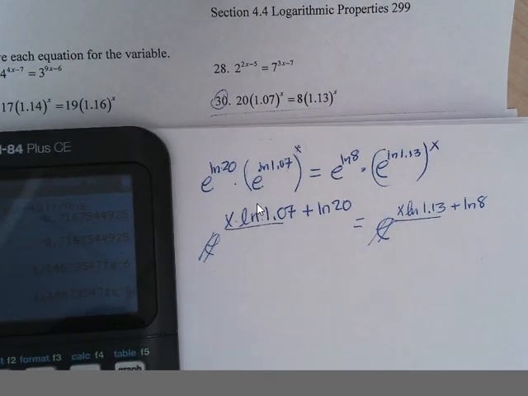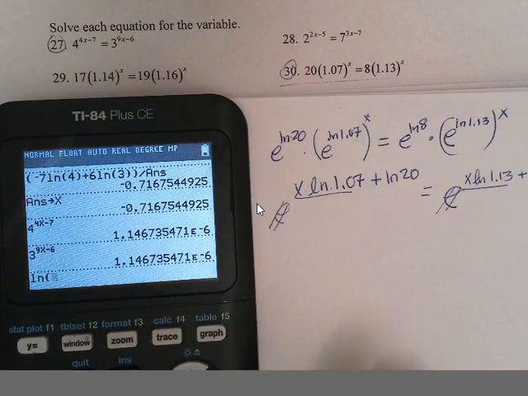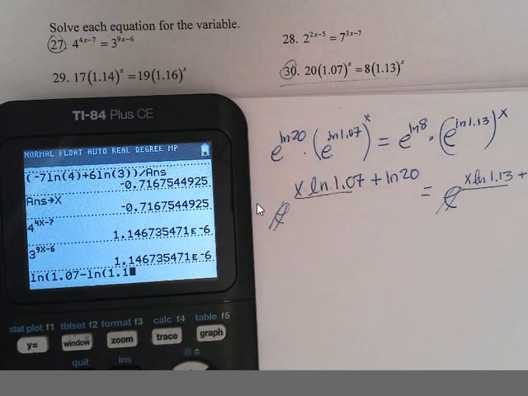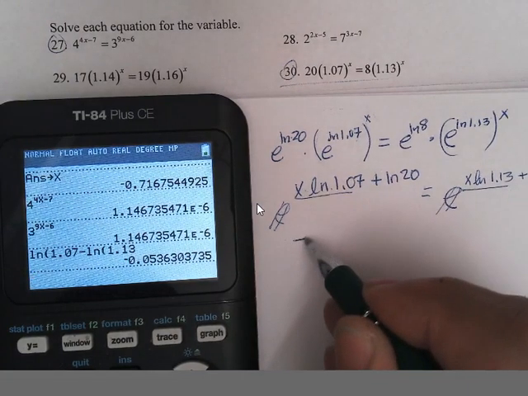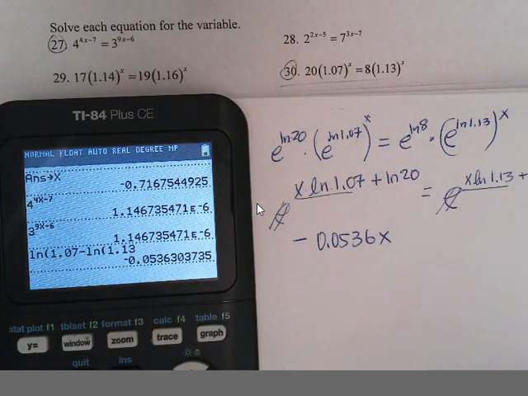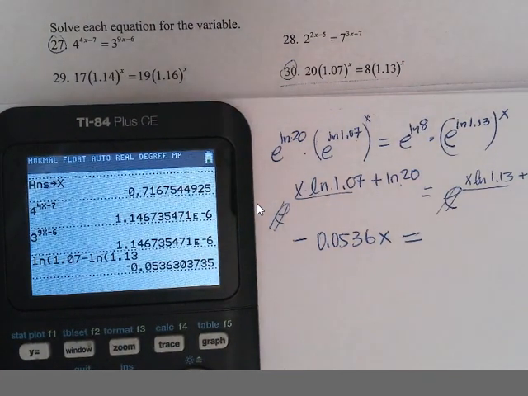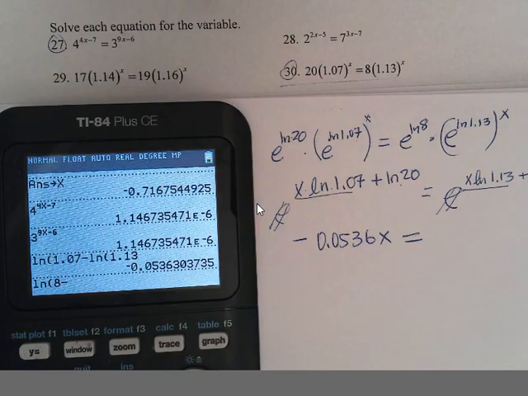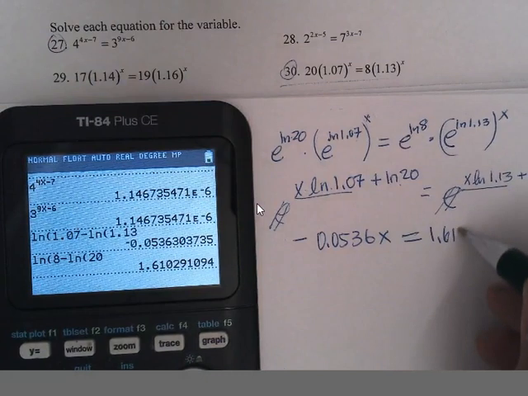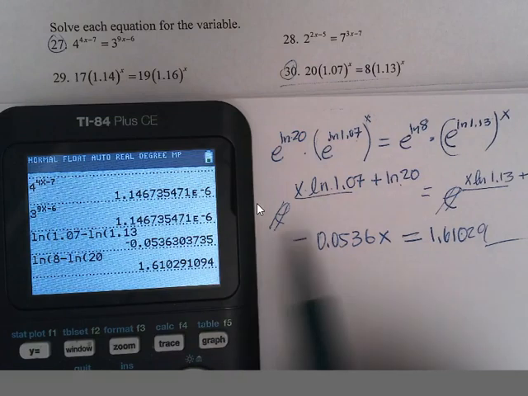There's x times both of them, so I'm just going to do ln of 1.07 minus ln of 1.13, and I get negative 0.0536x equals, and I'll subtract ln 20 from both sides, so I'll have ln 8 minus ln 20, and that's 1.61029 whatever, and then I've got to take that and divide it by that previous answer.